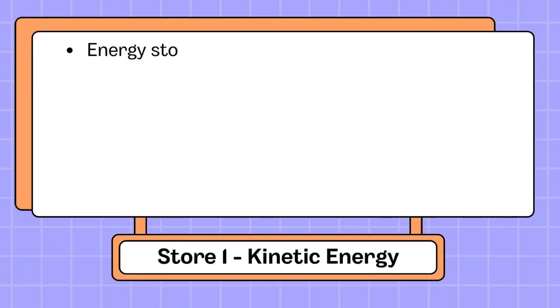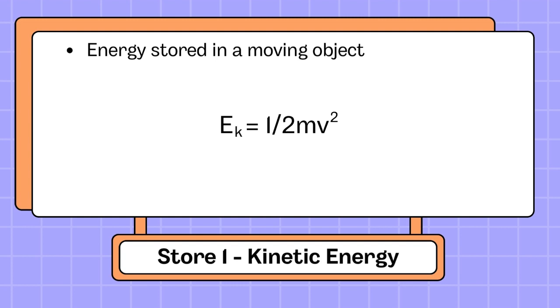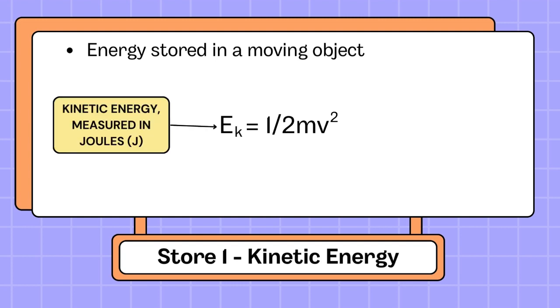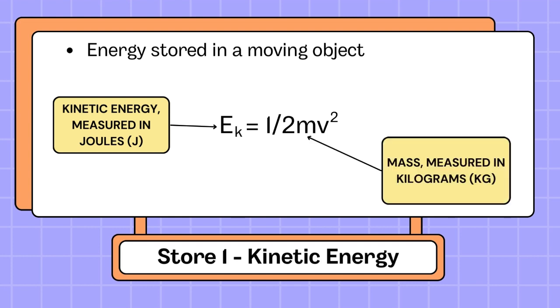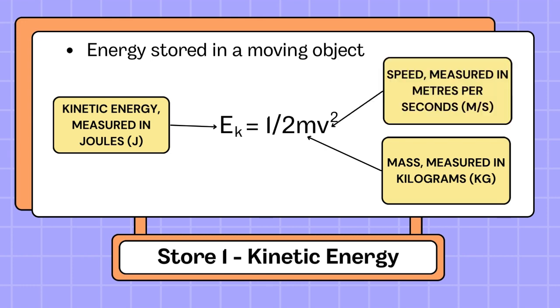Kinetic. This is energy stored in a moving object. We can calculate it using the equation Ek equals half mv squared, where Ek is the kinetic energy measured in joules, m is the mass measured in either kilograms kg or grams g, and finally v is speed measured in meters per second, m/s.